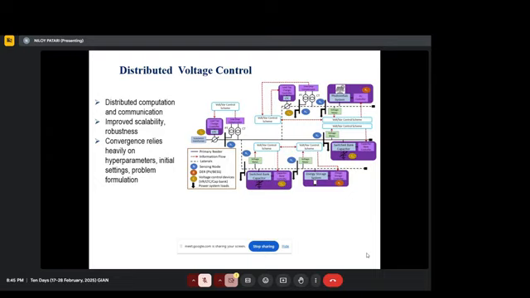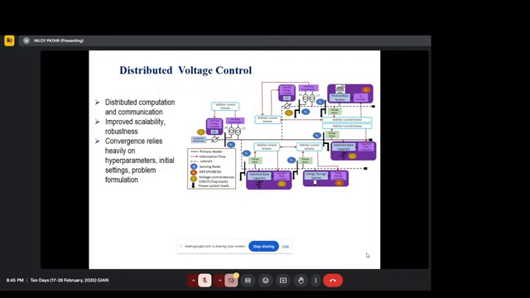So the other advantage that distributed has is improved scalability and robustness. Scalability is improved because in centralized control you have all these measurements coming in, in DMS, and just solving a certain optimization problem. So it's a huge communication burden and computation burden.